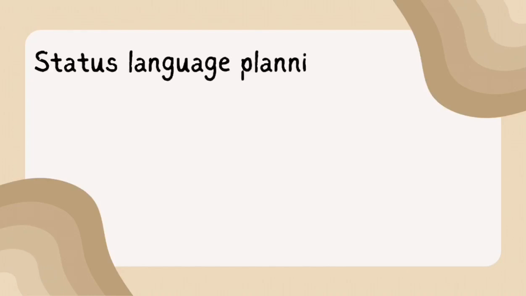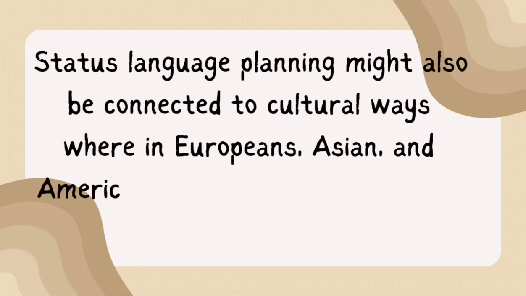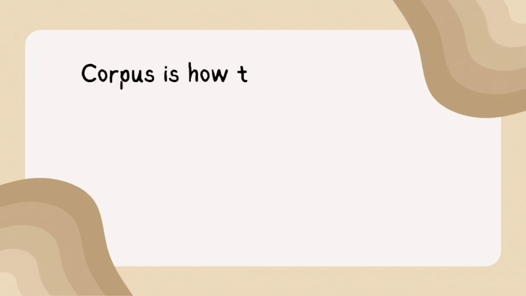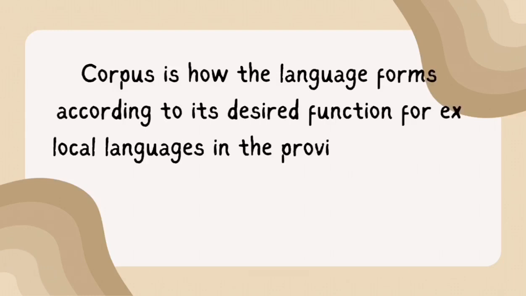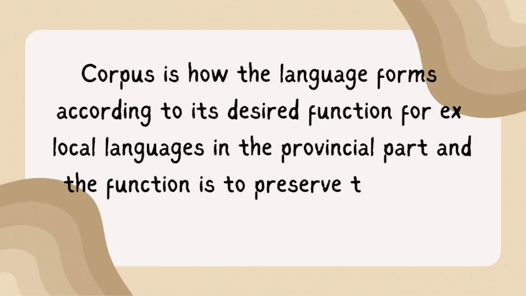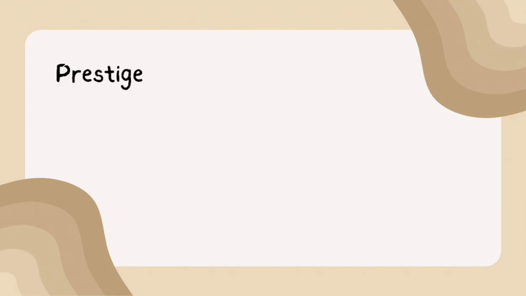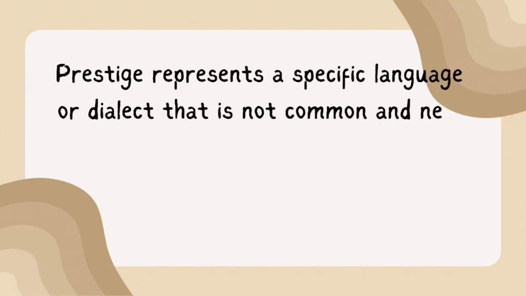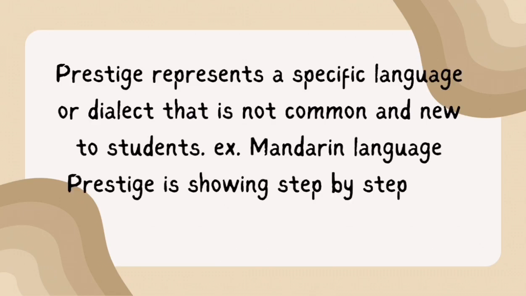Status language planning might also be connected to cultural ways wherein Europeans, Asians, and Americans have their own language planning. Corpus is how the language forms according to its desired function for local languages in the provincial part, and the function is to preserve the native language from their ancestors. Prestige represents a specific language or dialect that is not common and new to students. For example, Mandarin language prestige is showing step-by-step and procedures.